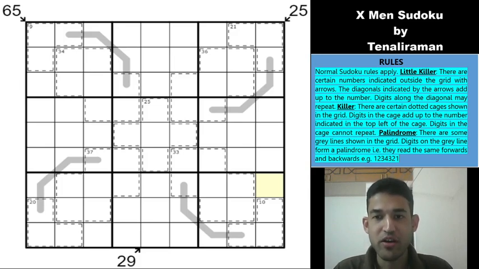Today's video will be on an X-Men Sudoku created by Tenali Raman. This Sudoku was posted on the Logic Masters Germany portal, and if you want to try the Sudoku out yourself, I've given the solving link in the description of the video. Please try the Sudoku yourself and then come back and watch the video.